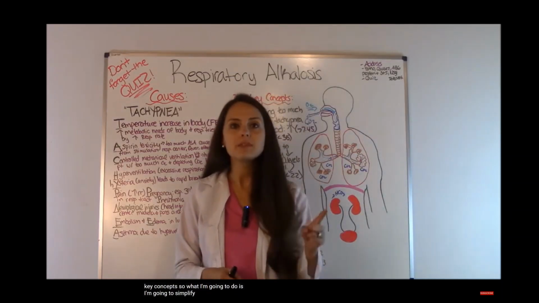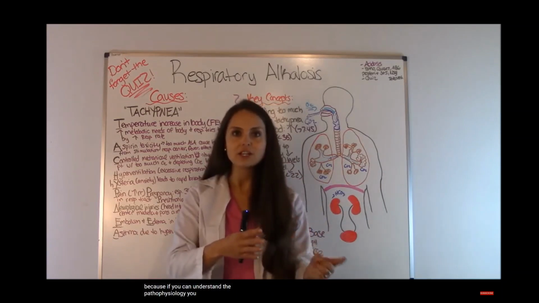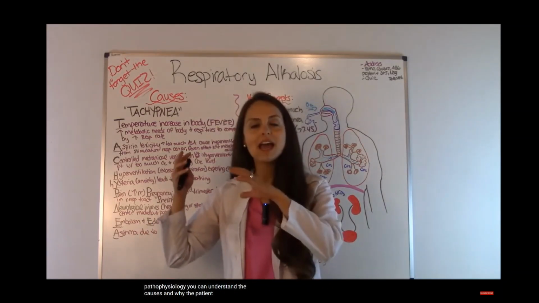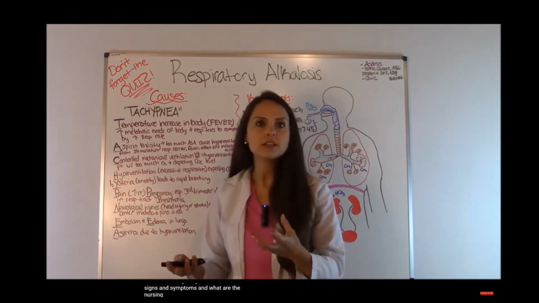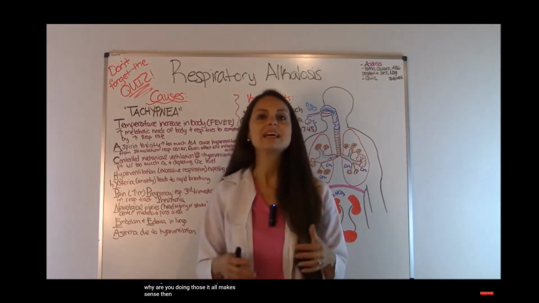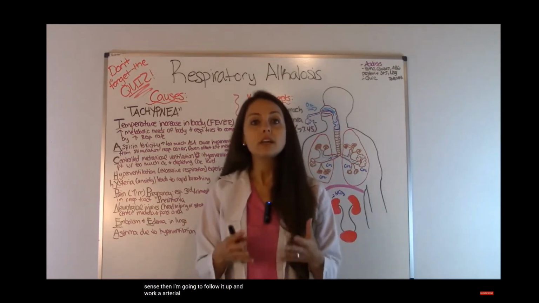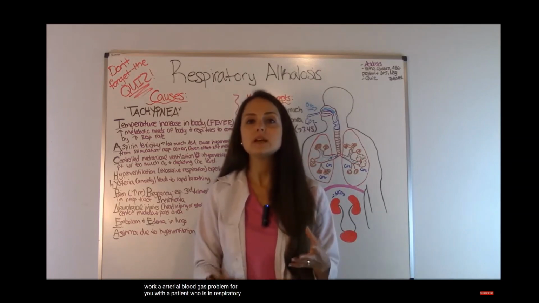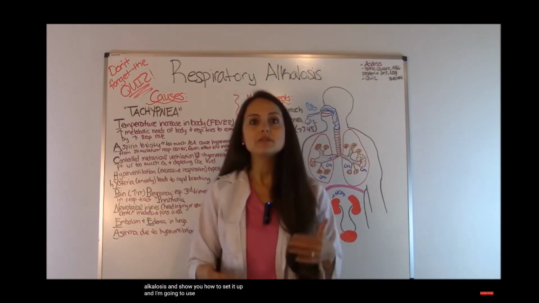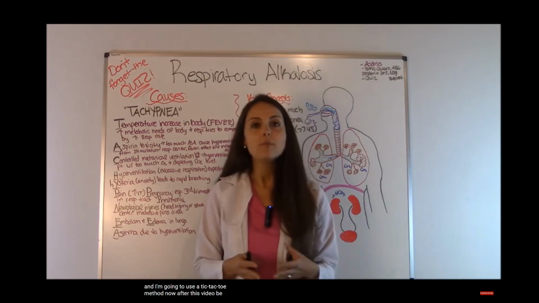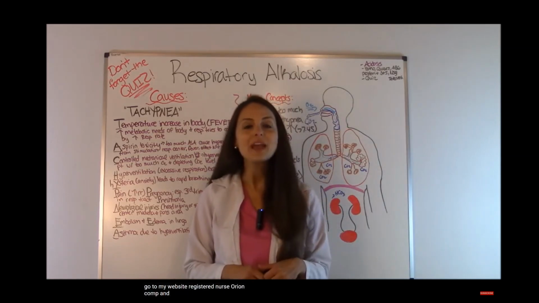I'm going to simplify the patho, because if you can understand the pathophysiology, you can understand the causes and why the patient has those signs and symptoms and what the nursing interventions are for the patient. Why are you doing those? It all makes sense. Then I'm going to follow it up and work an arterial blood gas problem for you with a patient who is in respiratory alkalosis and show you how to set it up, and I'm going to use the tic-tac-toe method.